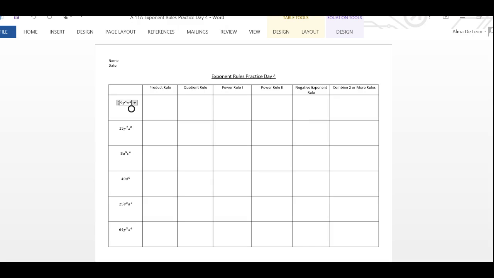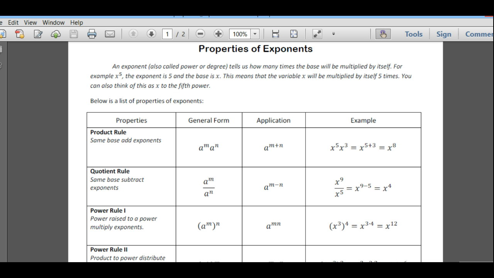Okay, so we just came up with a problem that using the product rule would give us 9y to the fourth power x squared as our solution. Now we're going to work on the quotient rule column. We need to come up with a problem that using the quotient rule will give us the same solution. So we're going to go back to our notes.